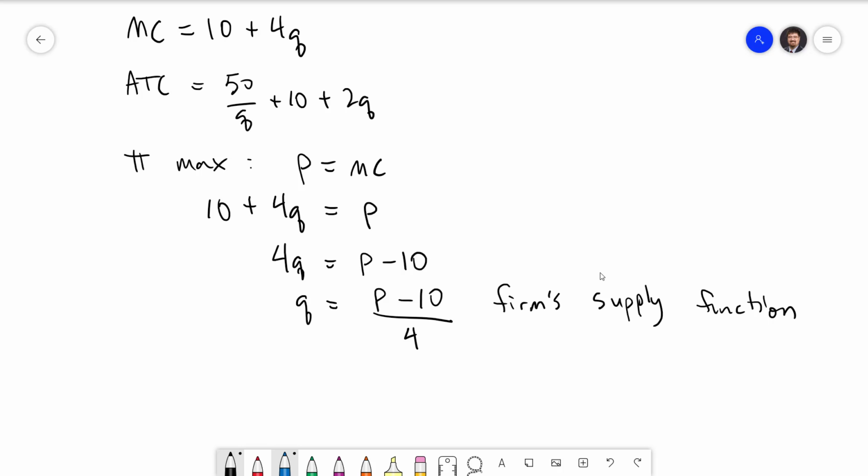Note that as with any supply function, there is a point at which this q would drop into the negatives, and that's any price below 10. And so that's going to tell us our price axis intercept.